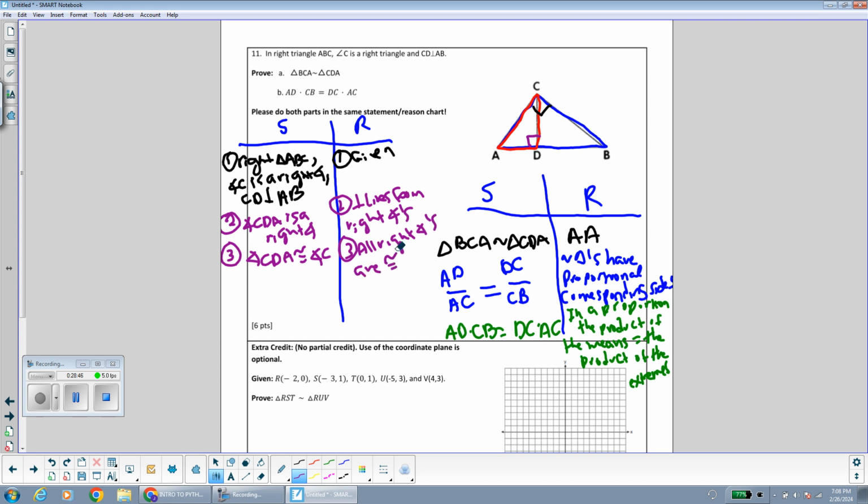I need one more A for AA. And since the small triangle is inside the big triangle, it's going to be a shared angle. And the angle that they both share, if you draw them separately, triangle ADC and triangle ABC, you look for which letter is the same in the two triangles. Letter A is the same letter. That's what's shared between them.